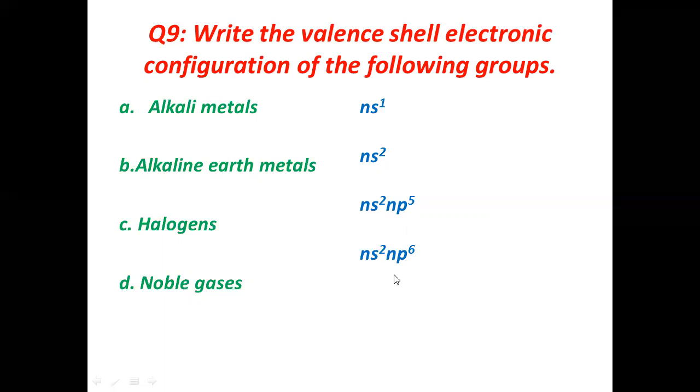And for the noble gases, 6 plus 2 total 8 electrons, so they belong to group number 8A, and the n value varies from period to period.